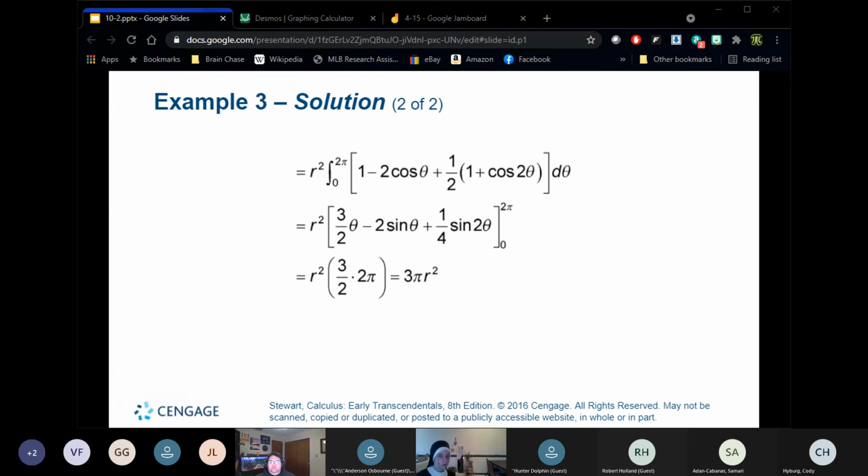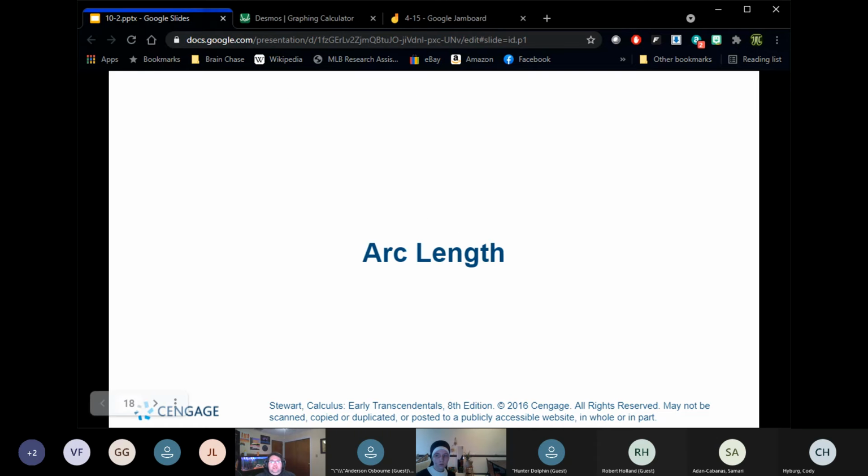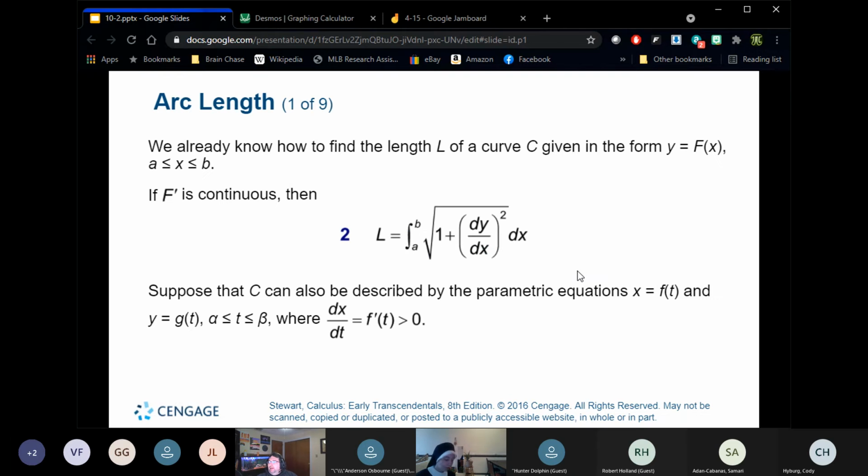All right, 2 more formulas. Next thing, we're going to look at arc length. If you remember back when we did the arc length formulas, I think it was chapter 6, the arc length was the square root of 1 plus the derivative of the function squared. So in this function, we're going to have the dy dx squared, so we're going to have to break that up.